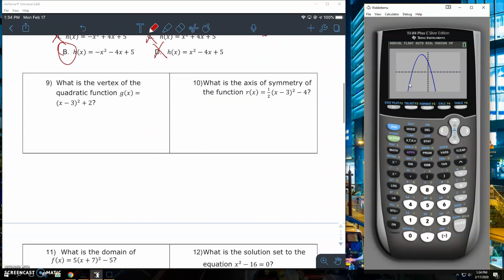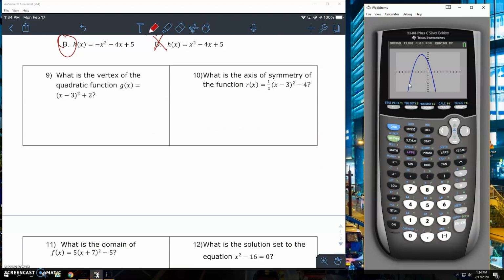Number 9, what is the vertex of the quadratic function g of x equals (x minus 3) squared plus 2? So it gave me this, and I'm going to go ahead and type it in exactly how I see it. So I'm typing that into y1. So parentheses x minus 3 squared plus 2. Okay, this asks for my vertex.